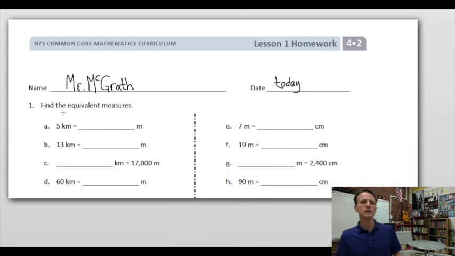And now what we're doing here is finding the equivalent measures. That's our instructions. You notice A through D here, we're dealing with kilometers and meters. And then when we get to E through H, we're looking at meters and centimeters. So let's start off by just taking notes here.